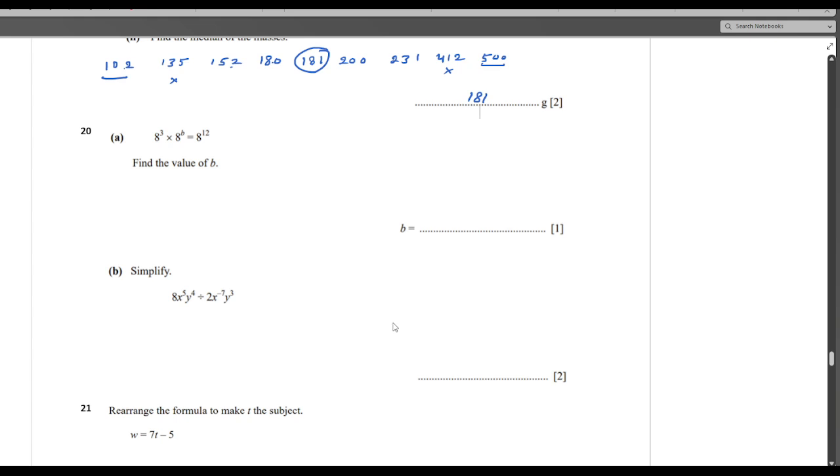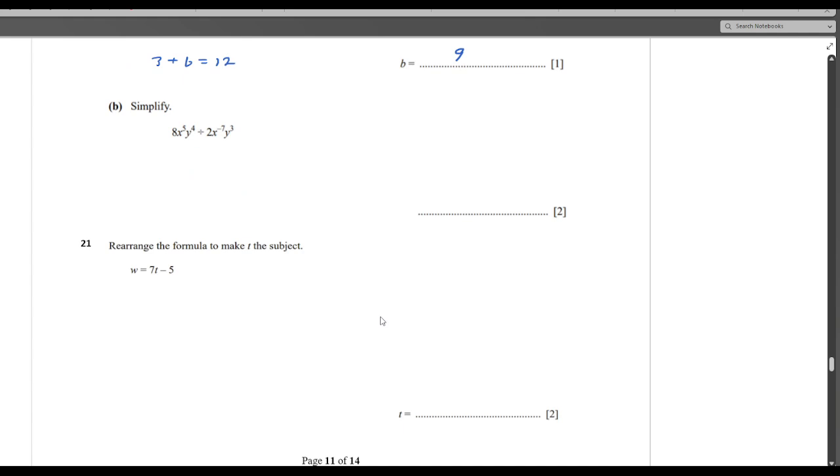Question number 20. 8 power 3 times 8 power b is 8 power 12. Now we know that when they are in multiplication, your power is getting added. So 3 plus b, and here on the right side it is 8 power 12. That means your 3 plus b is equal to 12. That will give you value of b as 9. So your b is 9.